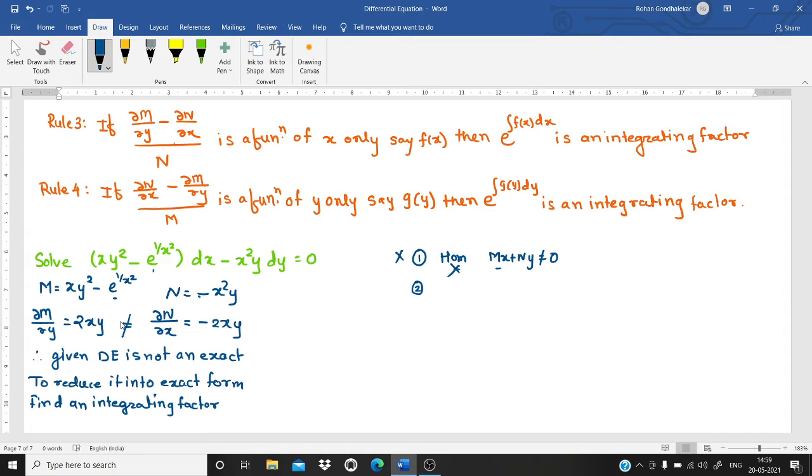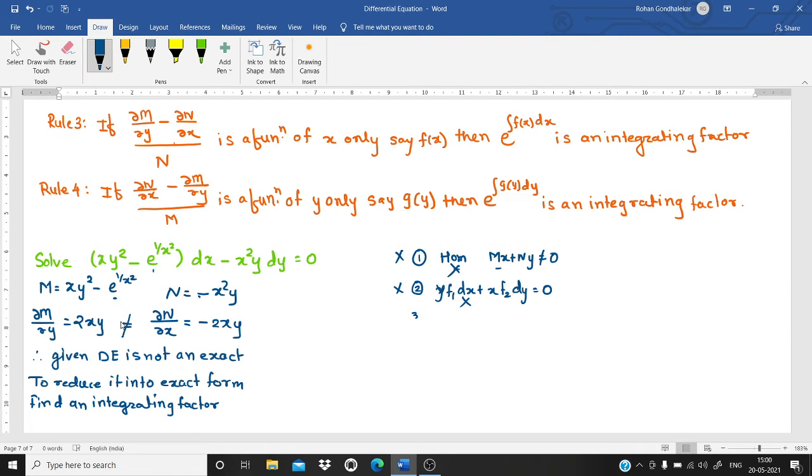Now rule number 2. From M we must be able to get y common, and from N we must be able to get x common. Is it possible to get y common from M? It is not possible. Why? Because in the first term we have x y square, and in the second term y is not present. So this also doesn't work. So rule number 2 is omitted.